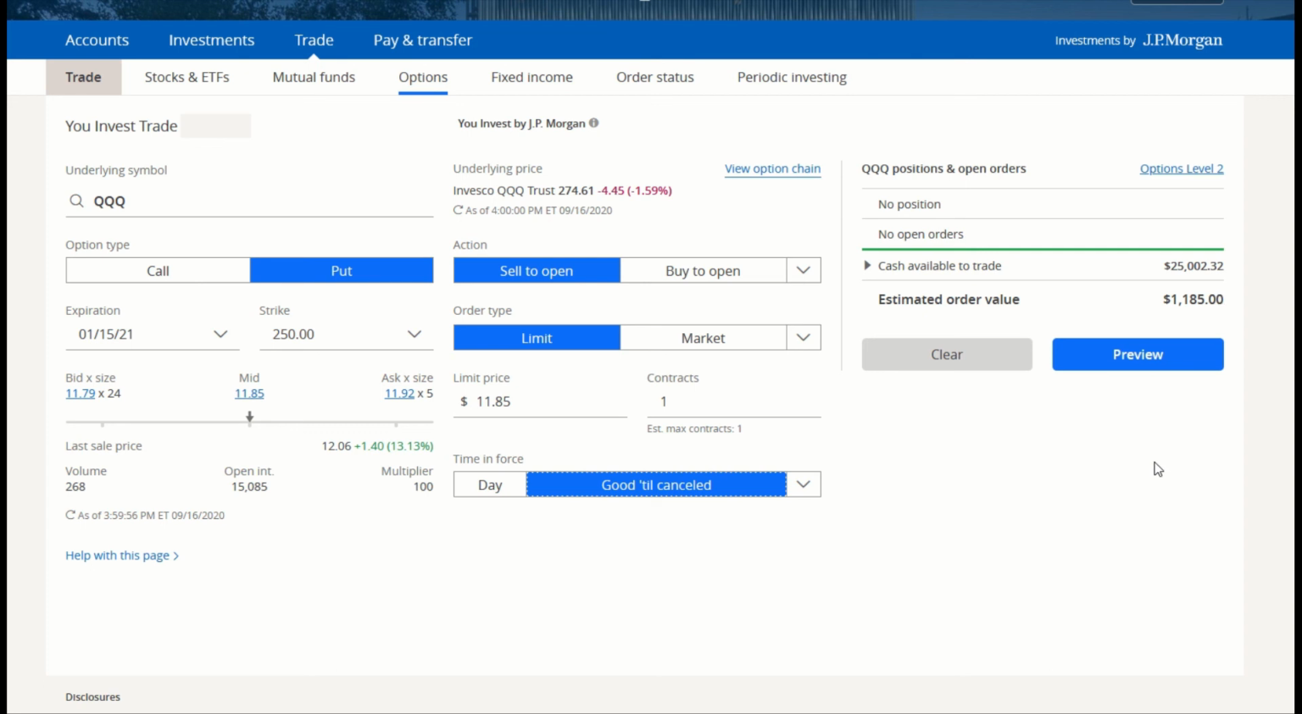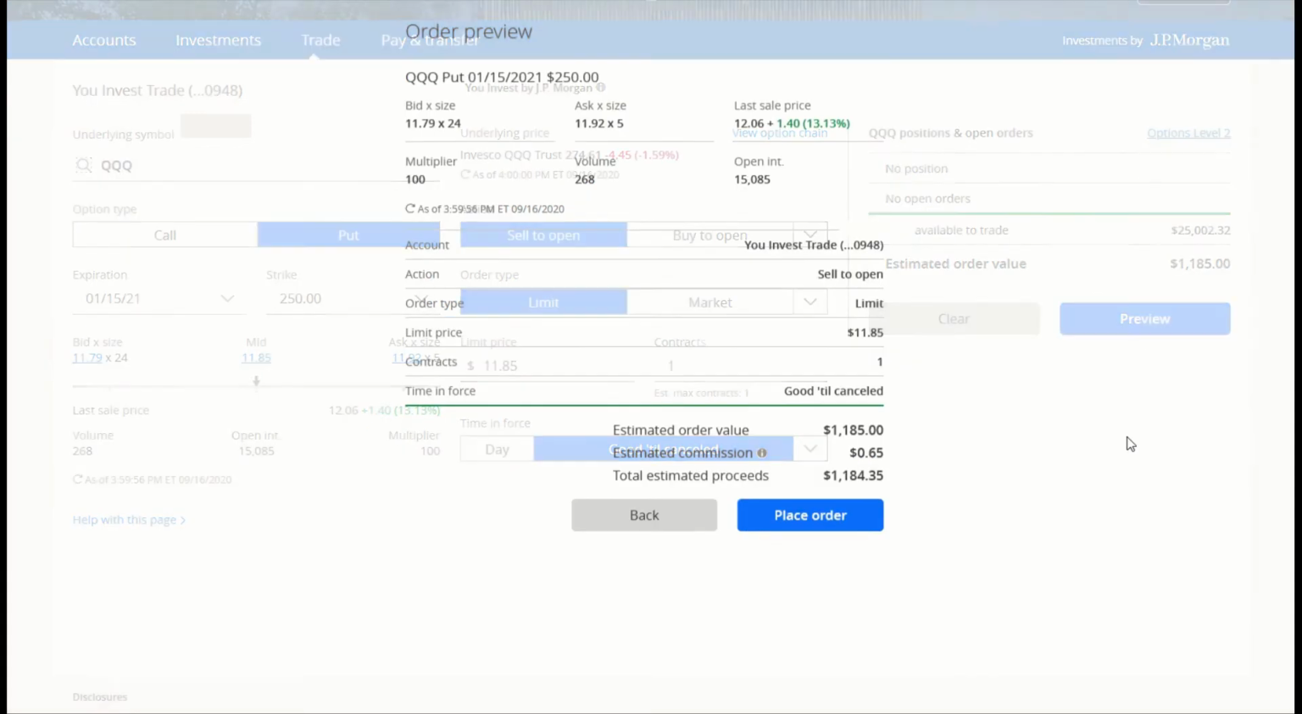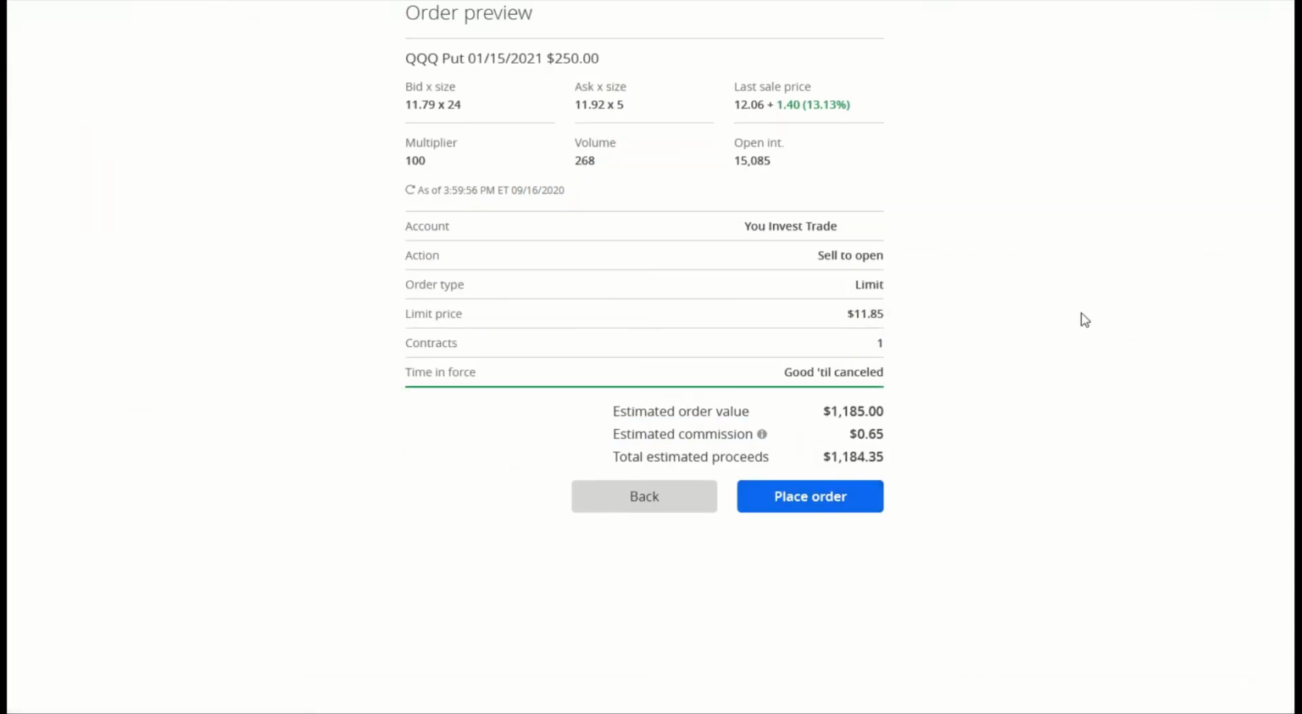So hopefully, guys, this makes sense on how to sell put options. If you click on preview, it'll bring you to the next page. And once you click on place order, your order will be placed. So hopefully, once again, it gives you an insight into how to trade options in your Chase You Invest account, more specifically how to sell puts.